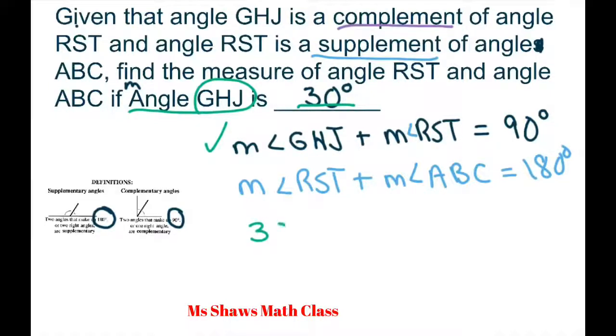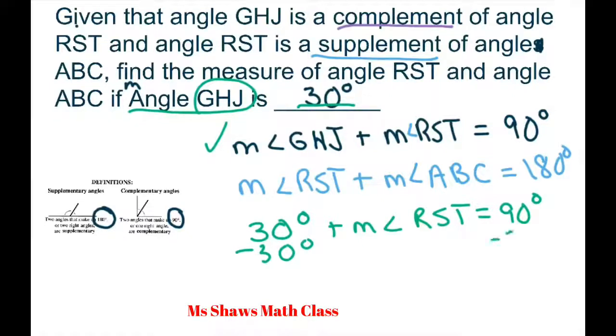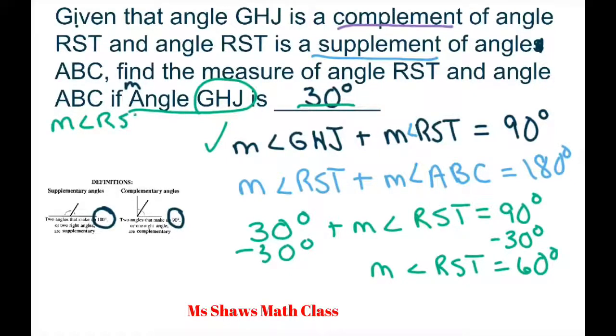So we have 30 degrees plus the measure of angle RST equals 90 degrees. Subtract 30 from both sides, and you get the measure of angle RST equals 60 degrees. So we found that measure. So the measure of angle RST equals 60 degrees.